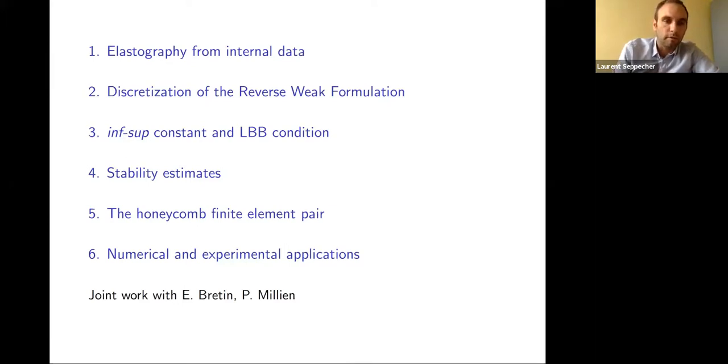illustrations of this. It's work in collaboration with Élie Bretin from INSA de Lyon and Pierre Millien, who is at Institut Langevin in Paris. And it's also based on previous work with Habiba Mari and some other colleagues in physics. I will cite them later.